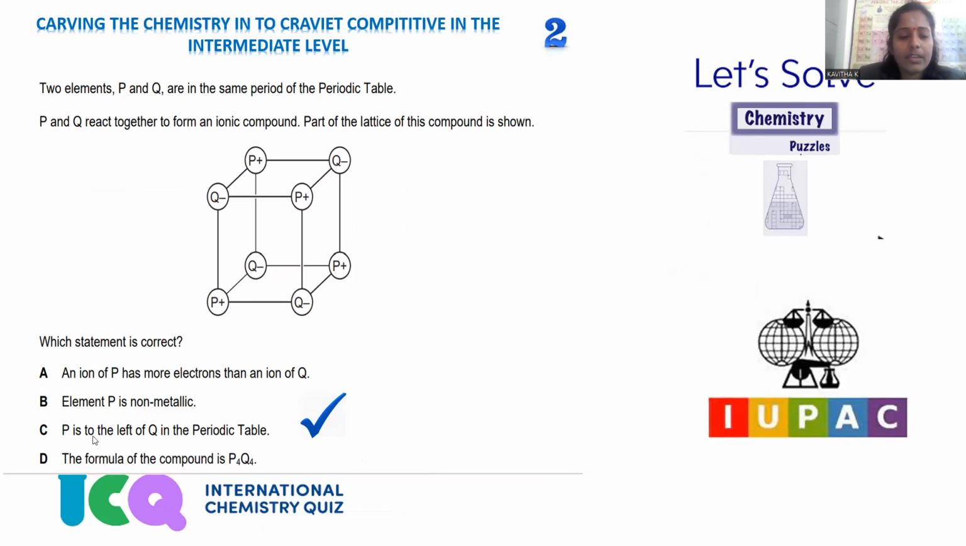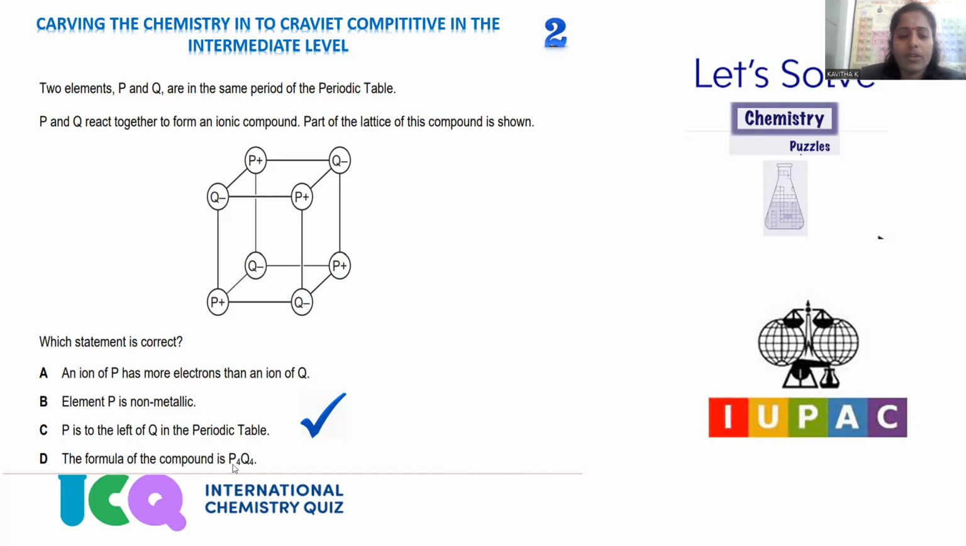Another one, P is to the left of Q in the periodic table. In order to get the ionic compound, the condition is electropositive elements will reside in the S block. Electronegative elements will reside in the P block. That's the reason why on the left hand side of the periodic table we find the metals of S block elements, which are electropositive in nature, and Q is the element on the right hand side with non-metallic nature, seeking electrons. So option number C will be the correct one.